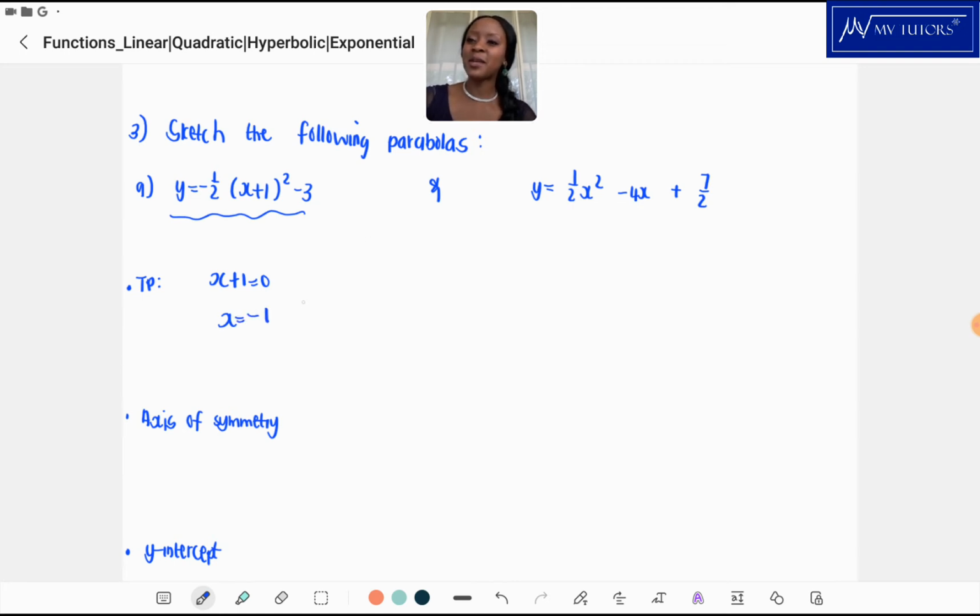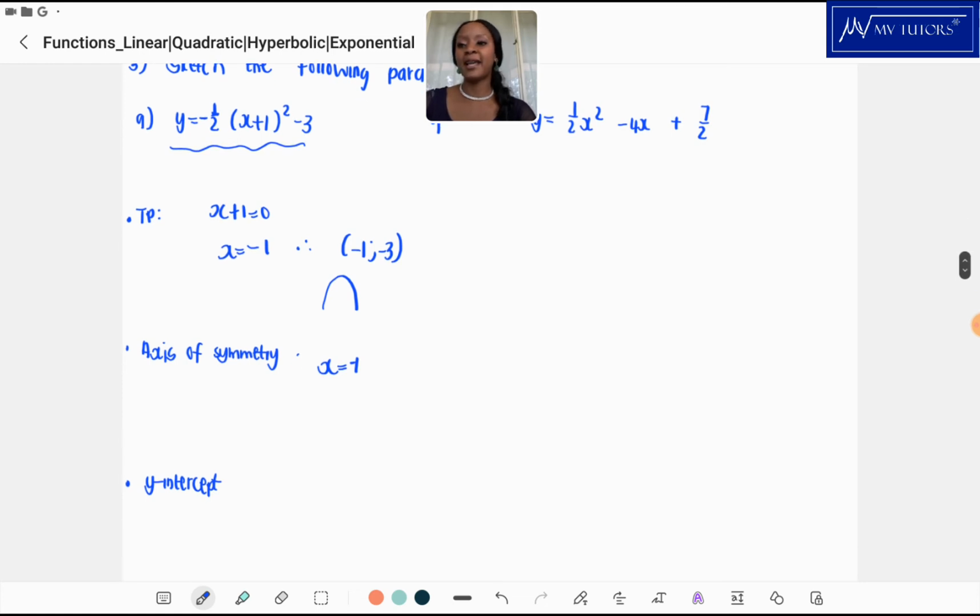So our turning point, therefore, is (-1, -3). I can see here that I have a negative a value, which is negative a half, so I'm expecting a sad face parabola. I already know the sad face parabola. I know my turning point. My axis of symmetry, I know that it is basically x is equal to negative 1.